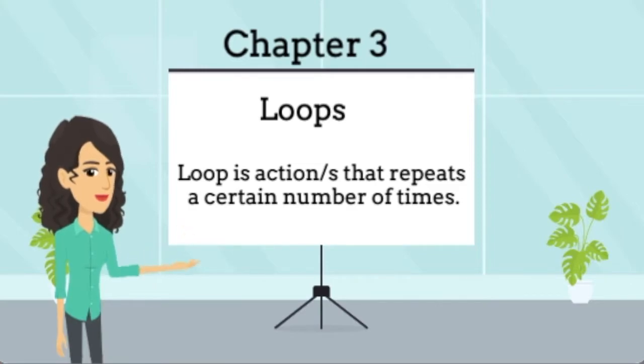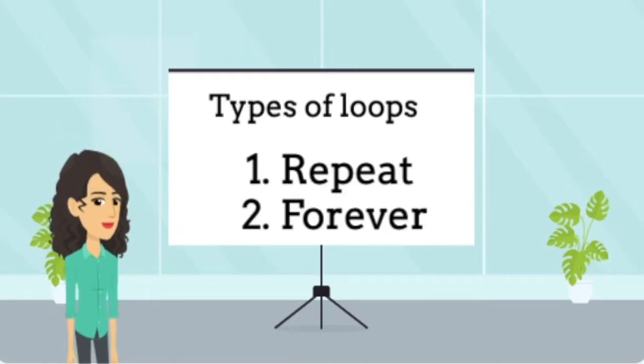Now chapter 3, loops. Loops is an action that repeats a certain number of times. There are two types of loops: a repeat loop and a forever loop. So let me give you a clear example about the repeat loop first.